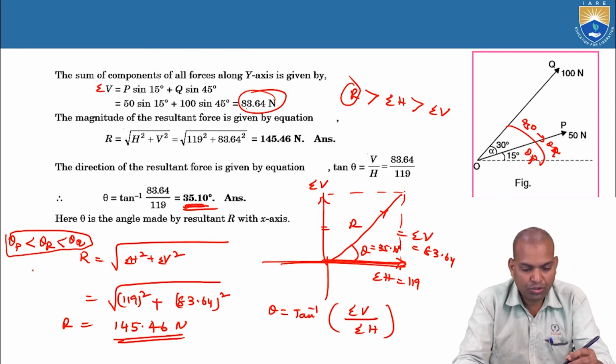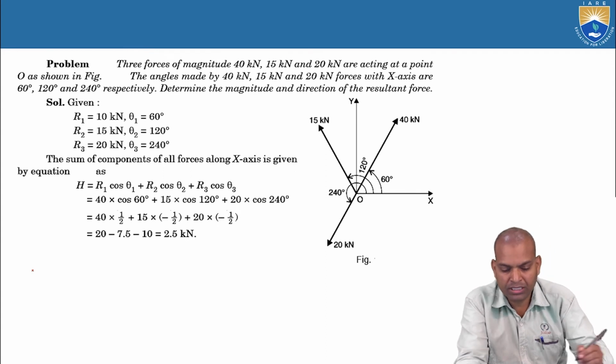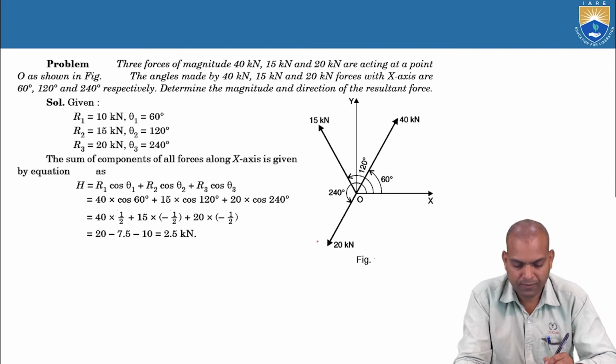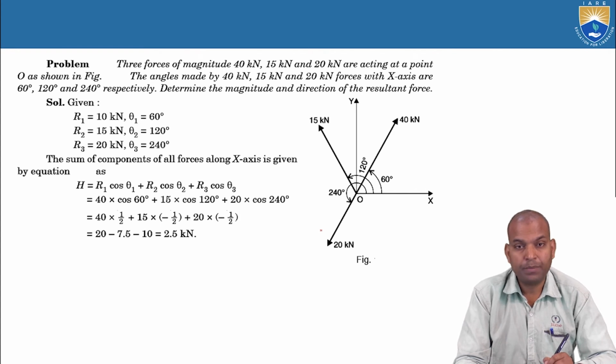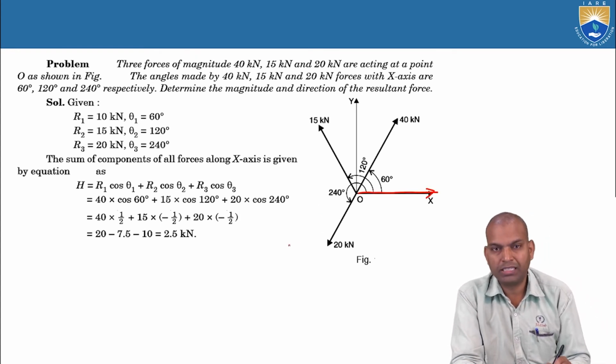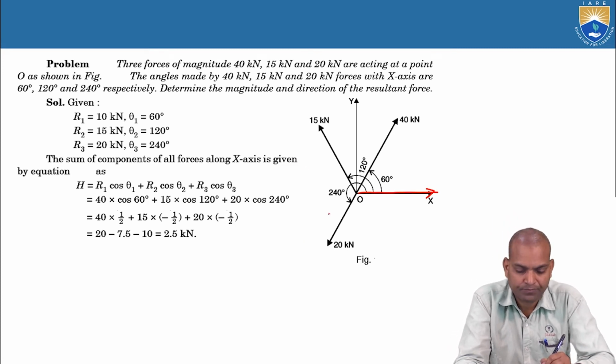Next, we are going to solve the next problem so you can understand better. Now we have to find out the resultant force. There are various forces acting here: 40 kilonewtons, 15 kilonewtons and 20 kilonewtons. The angles made by these forces with OX, the positive x-axis, are 60 degrees, 120 and 240.